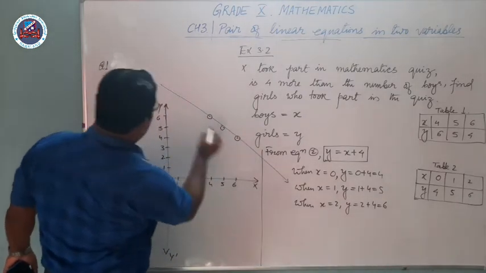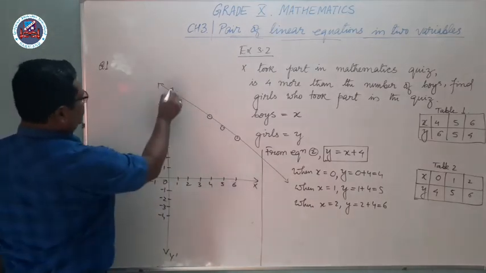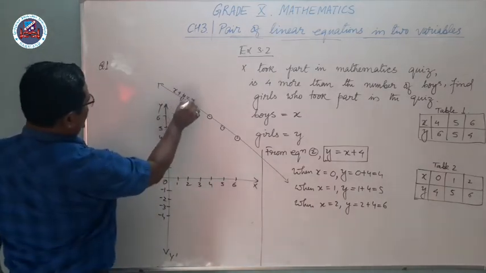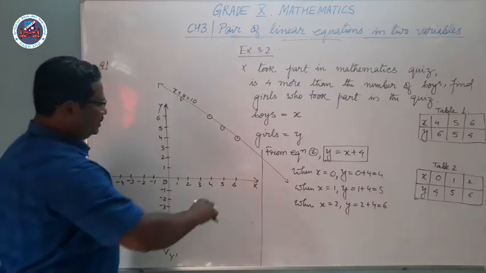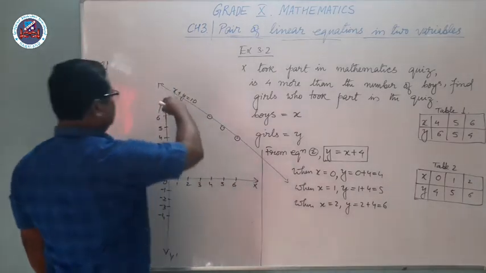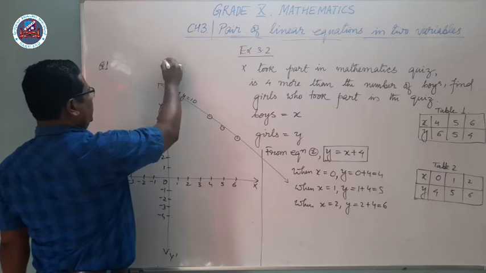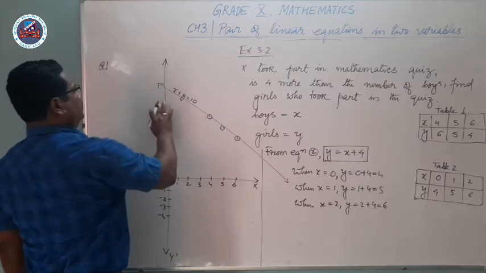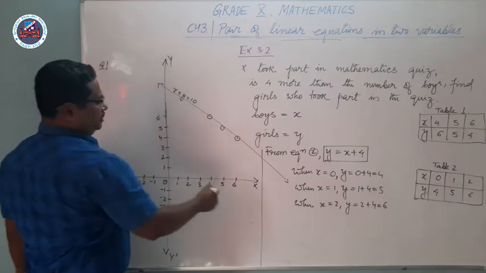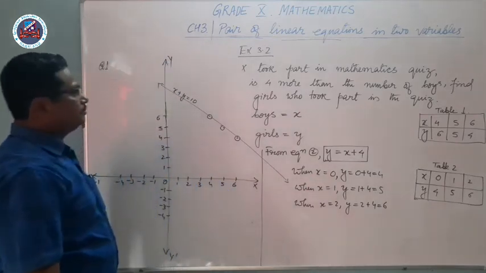It will look like this. And your equation was x plus y equal to 10. This is the first equation graph. If possible, extend it slightly up so that it intersects the y-axis. Also, if possible, extend it.